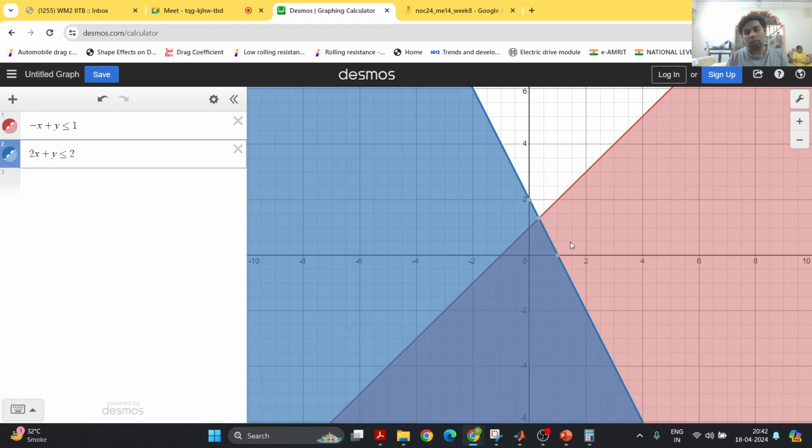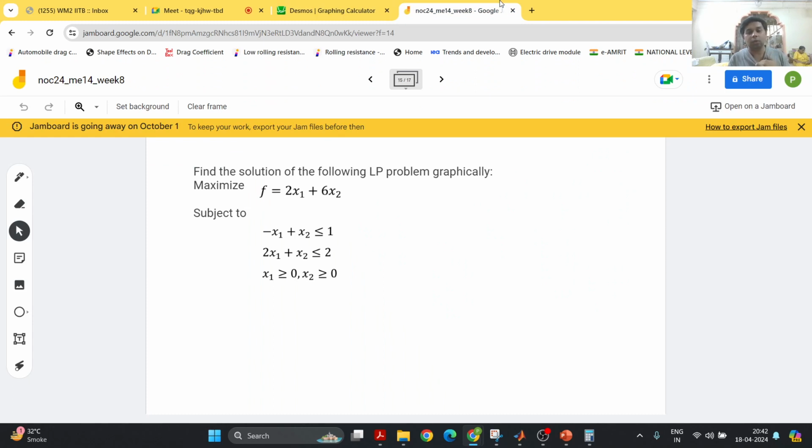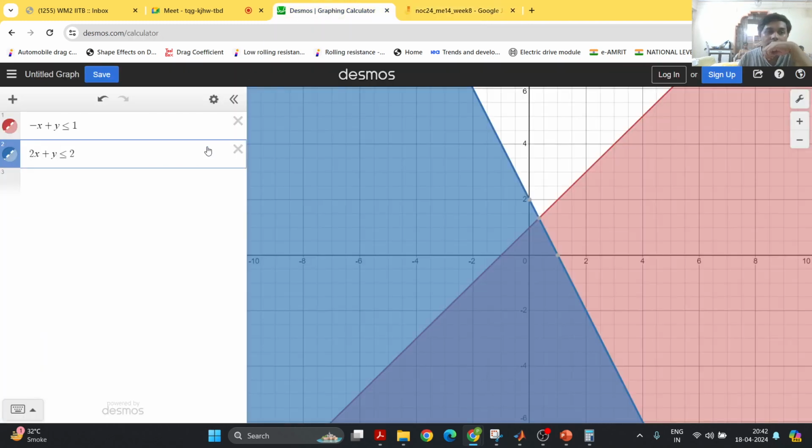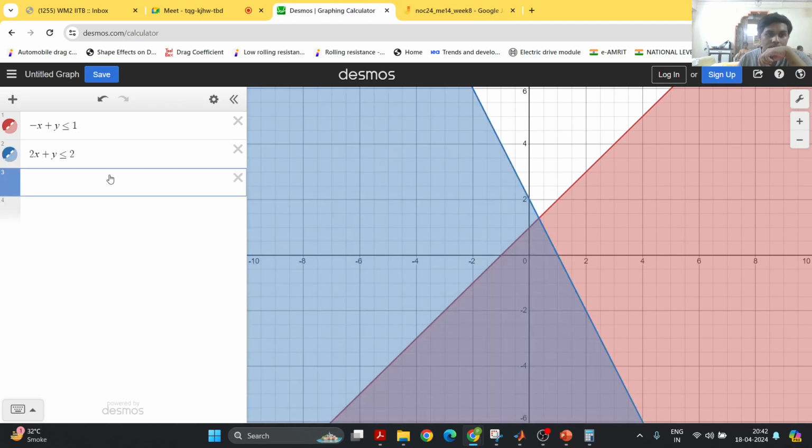So now we can see that when you click on that, it gives the intersection point. So we know the intersection points, and we also know the objective function. The objective function is 2x1 plus 6x2. Put it as some g equal to g of x, y. I'm not sure it will take or not. For now, put it as g of x, y.